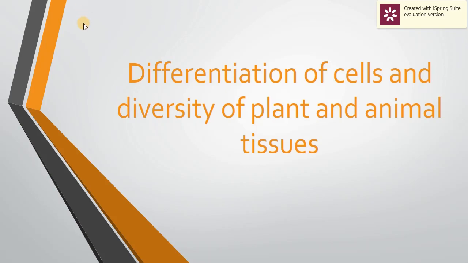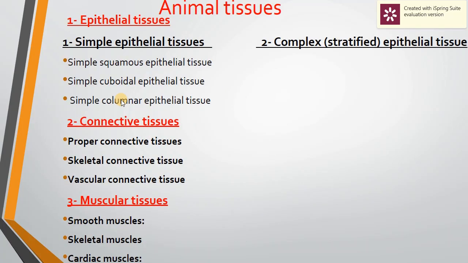Animal tissues are mainly differentiated into four basic parts, where each of them has different types according to the function they are performing. We have epithelial tissue, connective tissue, muscular tissue, and the last one is nervous tissue. The epithelial tissue is divided into squamous epithelial and compound stratified epithelial, and we are going to see the types of each of them.